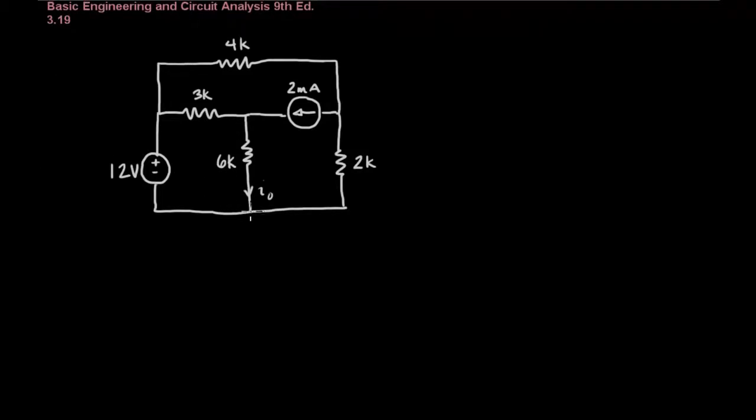So we'll assign our reference node down here at the bottom, and then we'll label and assign variables to the node voltages. Okay, so let's call this one V1, or I'm sorry, let's call it V0, and then we'll call this one V1, and we'll call this one V2.